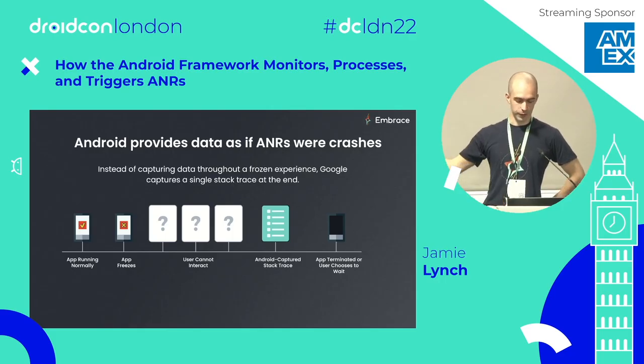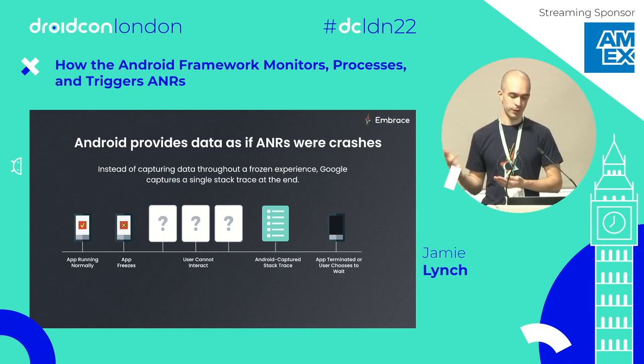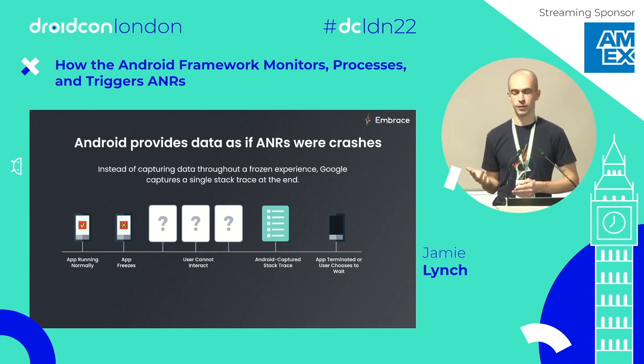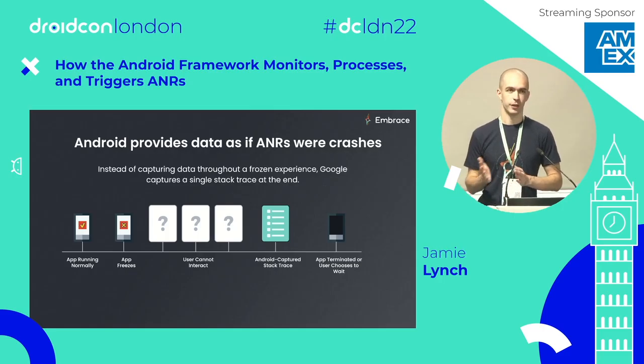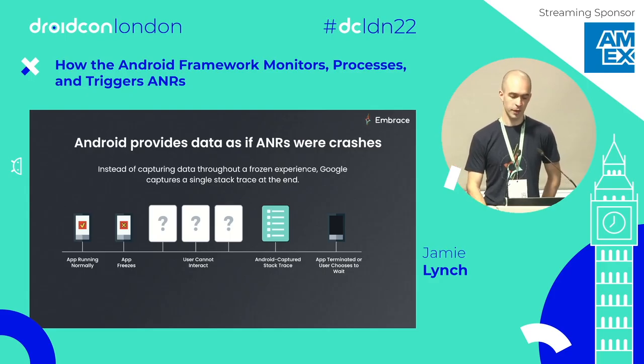So I can just run through this diagram. Basically, your app would be running normally, and then it might freeze because a user goes to a separate activity, for instance. During that period of the main thread being frozen, the user can't actually interact. And if they can't interact for a threshold, usually 5 seconds, but we'll cover that later, the Android OS will capture a stack trace. And at that point, the app can either get terminated by the user, or the user might choose to wait.